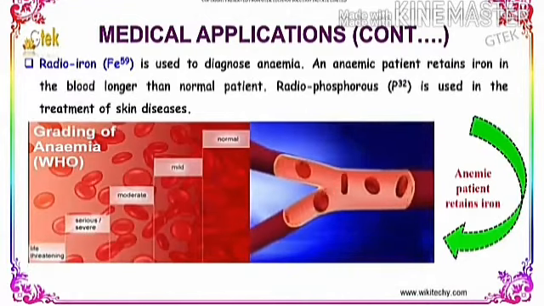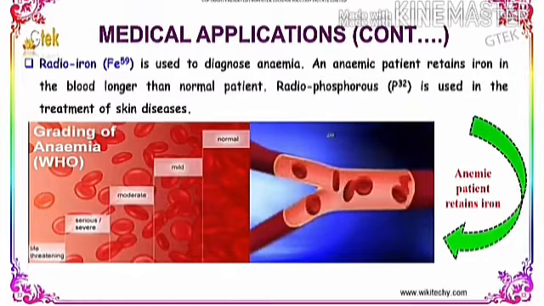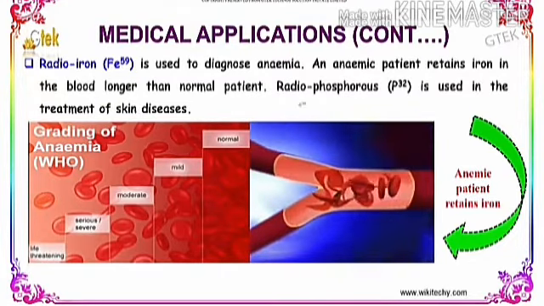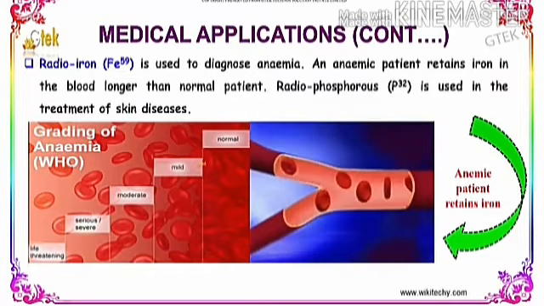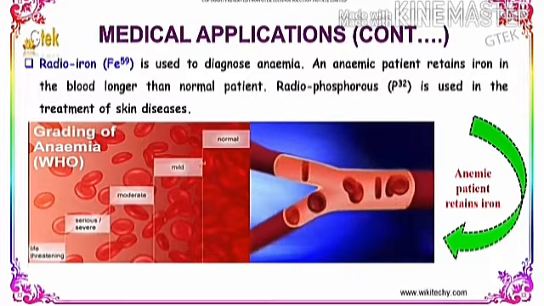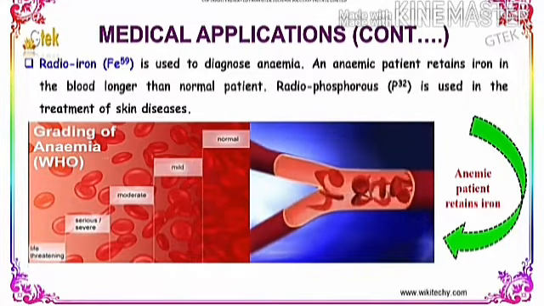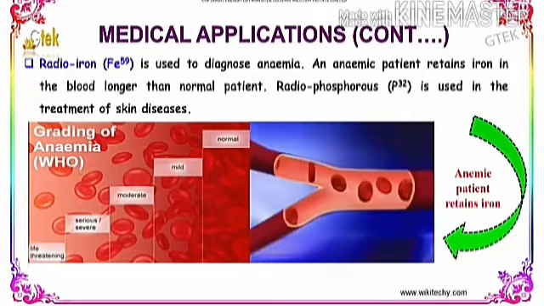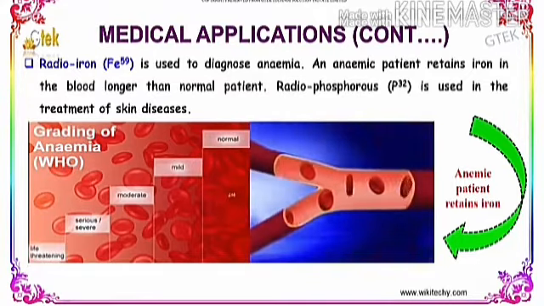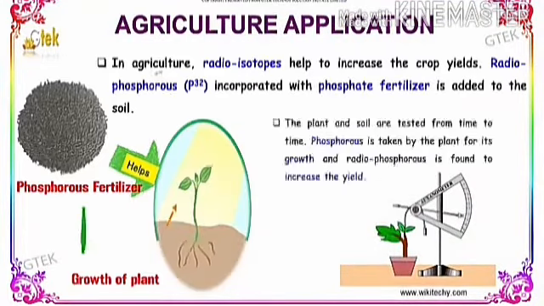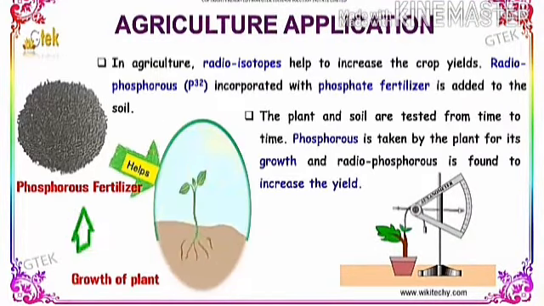Next, radioiron-59 is used to diagnose anemia. An anemia patient retains iron in the blood longer than a normal patient. Radiophosphorus-32 is used in the treatment of skin disease. Some radioisotopes like hydrogen, carbon, nitrogen and sulfur are used to detect diseases in our body.